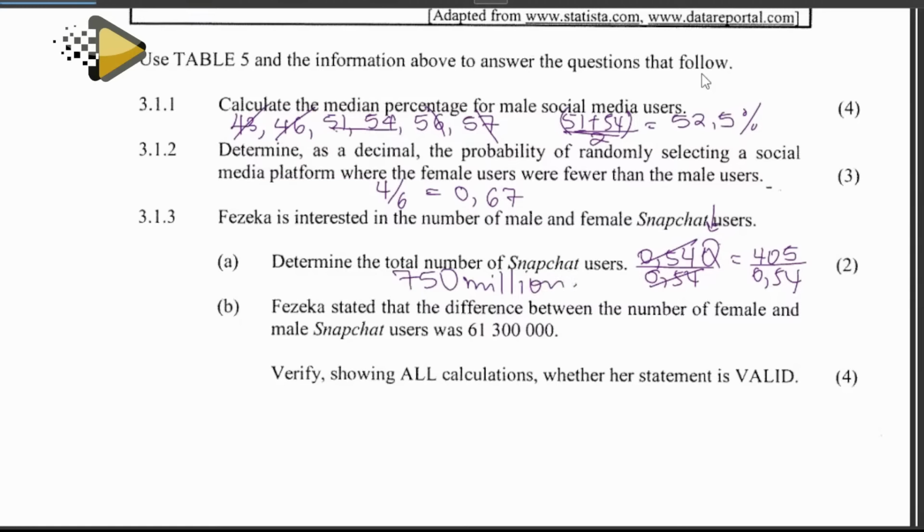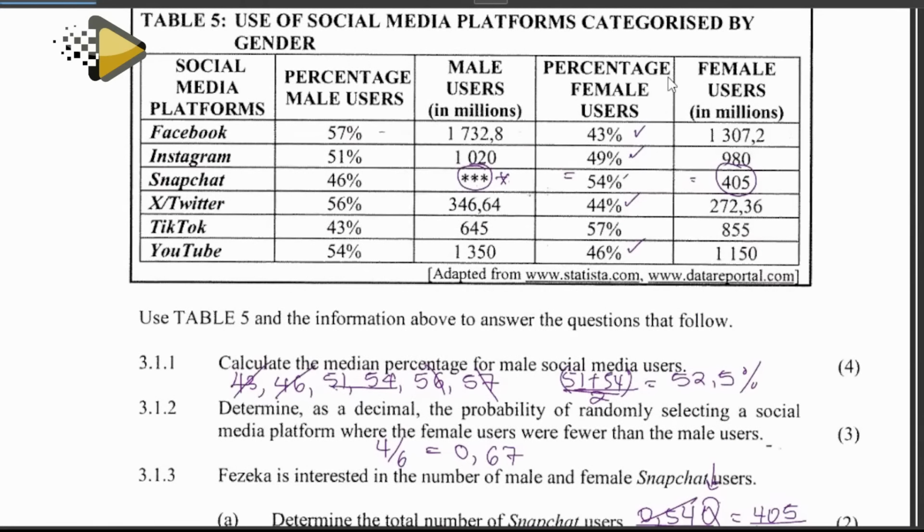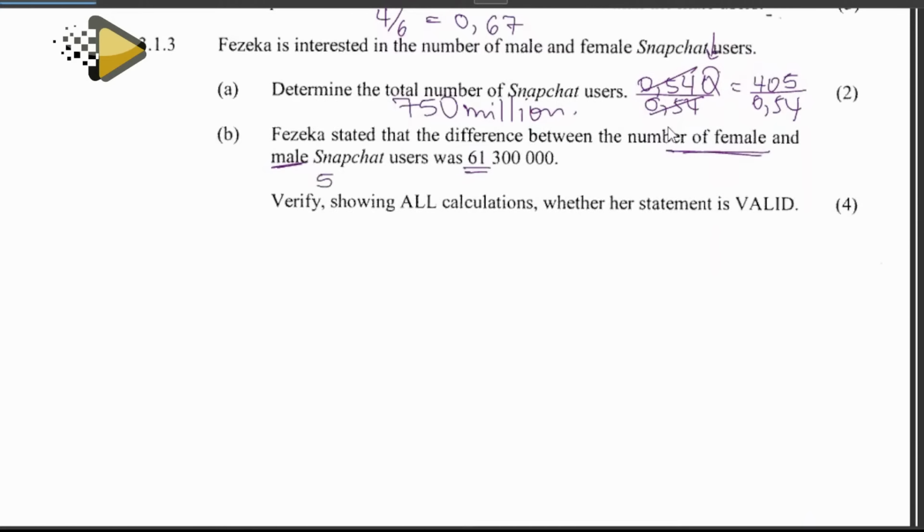Okay. Fezzik stated that the difference between the number of females and male Snapchat users is this much. So what can we do here? Let's see. We look at their percentages and we see we have 54, we have 46. So we shall say 54 minus 46 equals to what? 54 minus 46, it gives you 8.